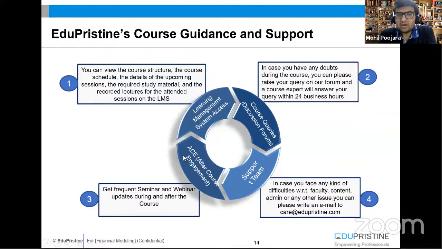And then there are frequent seminars and webinars like the one we have right now, which take up a particular topic and just explain about the topic. So you will also get invited to all those seminars and webinars after the course is over.